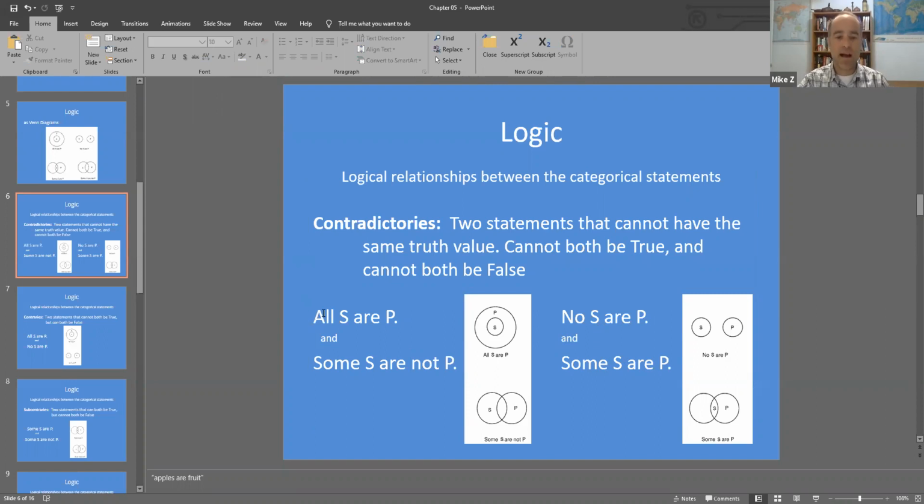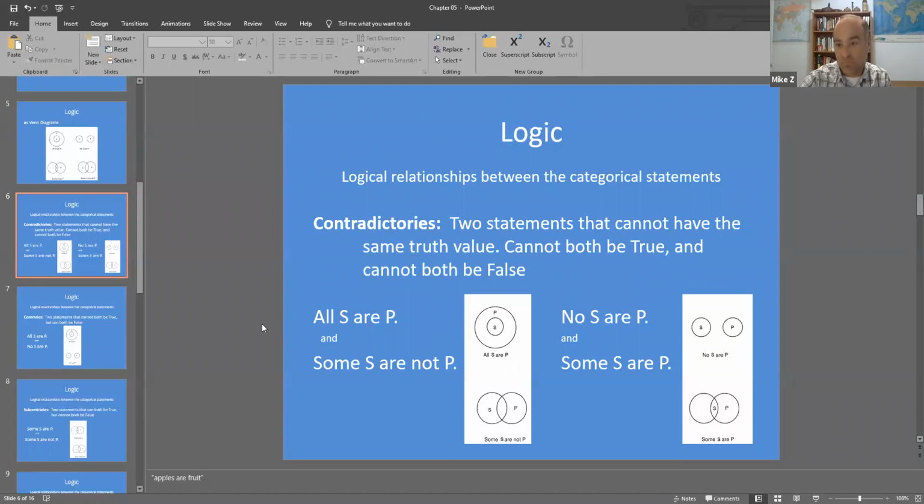Let's start off over here. The first one is maybe a little bit obvious. If it's true that all S's are P, which is represented by the Venn diagram we saw, with all the S's within the P circle, then can it also be true that some S's are not P? Clearly not. If the whole S circle is within the P circle, could some of the S circle be outside the P circle? No. So that's pretty clear.